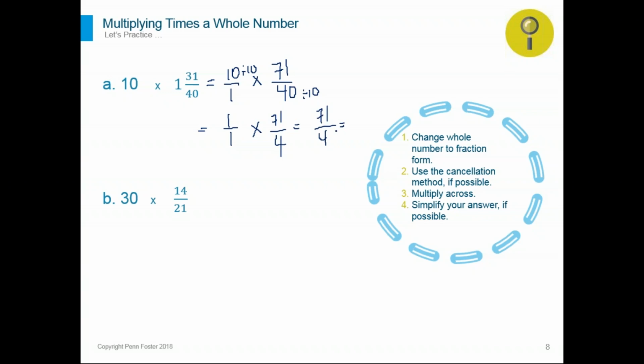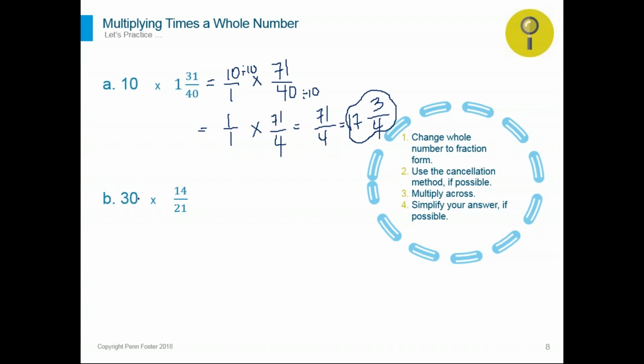How many times does 4 go into 71? If you're not sure, use a calculator. 71 divided by 4 will give you 17 and some decimals. Ignore the decimals and take the 17 over. And then 4 will remain the same. It's the denominator. Find out the remainder: 17 times 4, and then subtract the 71 from that product. That will give you 3. So 17 and 3/4 will be the product for this question.